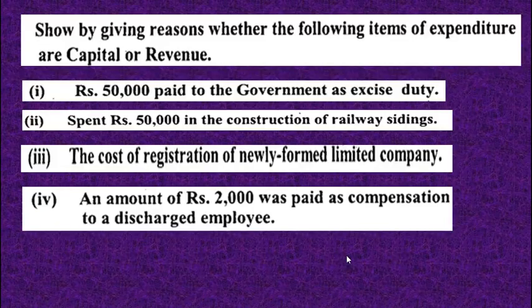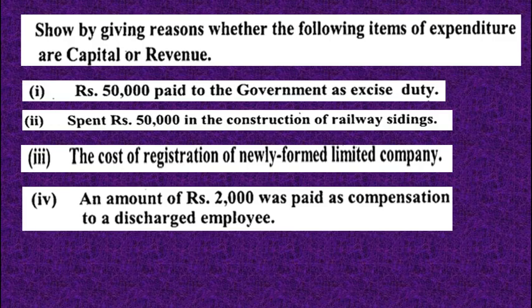Question number 3. Show by giving reason whether the following items of expenditure are capital or revenue. Rupees 50,000 paid to the government as excise duty. Spent rupees 50,000 in the construction of a railway siding. The cost of registration of a newly formed limited company. An amount of rupees 2,000 was paid as compensation to a discharged employee.